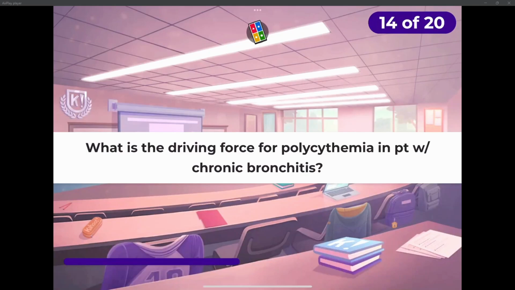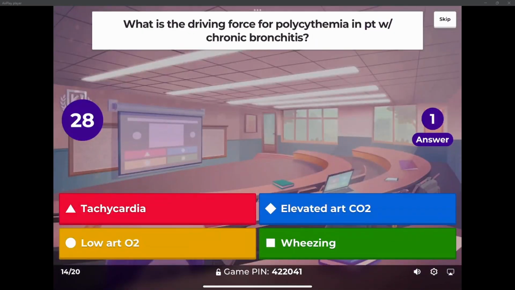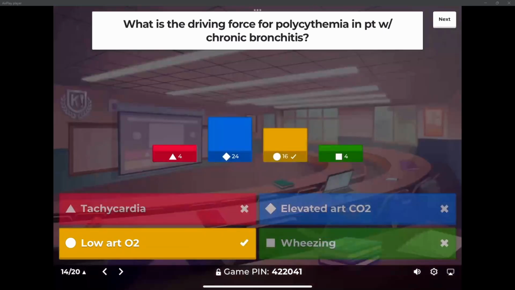Okay, what's the driving force for polycythemia in a patient with chronic bronchitis? So why do they have polycythemia? What's the driving force that causes that to happen? What's the problem with chronic bronchitis? What is being affected with all that mucus? I'm trying to think of what the word is. It's the gas exchange. Diffusion, right? Diffusion distance goes up. So gas exchange is altered, so they become hypoxic.